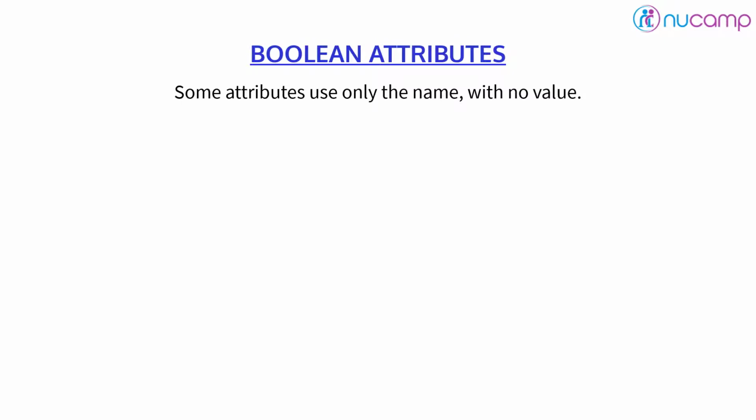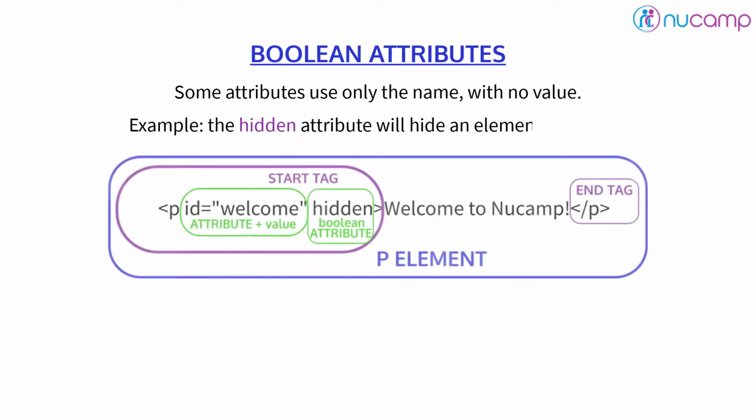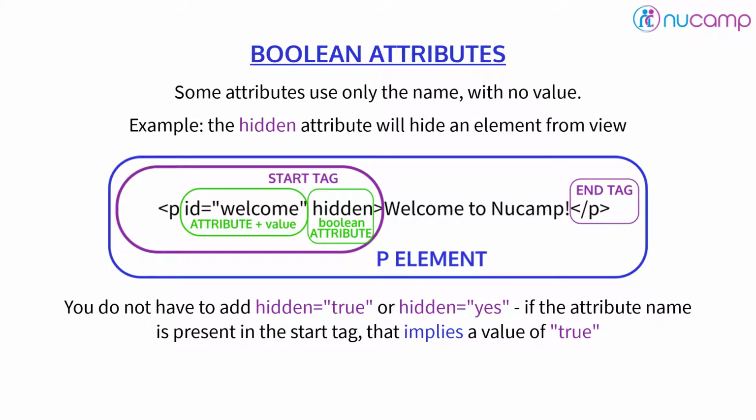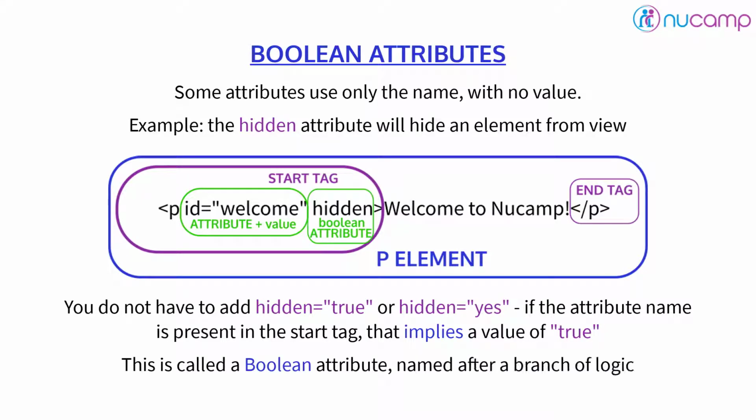There are some attributes that only use the name and not the value. For example, there's an attribute called hidden. If you add the hidden attribute to an element, then it will be hidden from view. You don't have to explicitly say hidden equals true or hidden equals yes. You just say hidden. A value of true is implied by its presence in the start tag. This type of attribute is called a Boolean attribute.